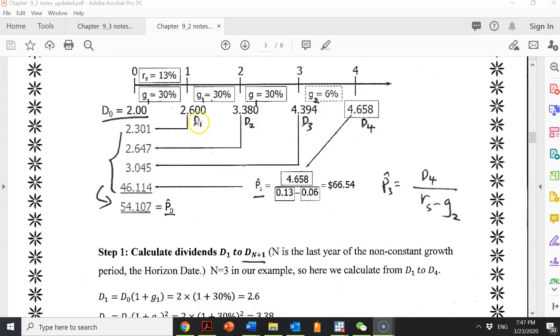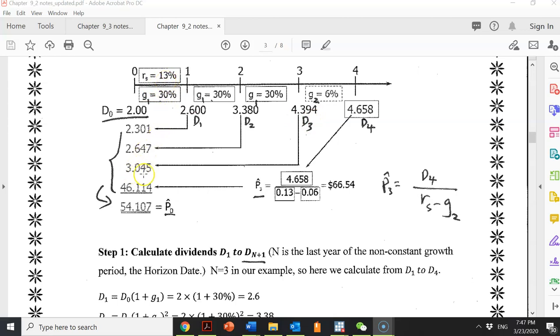You can also calculate these discounted values manually. For D1, 2.6 divided by 1 plus R, 13%, we have 2.301. If we discount D2 by using 3.38 divided by 1 plus R to the power of 2, 1 plus 13% squared, we have 2.647. For D3, 4.394, we can divide by 1 plus R cubed, 1 plus 13% to the power of 3.